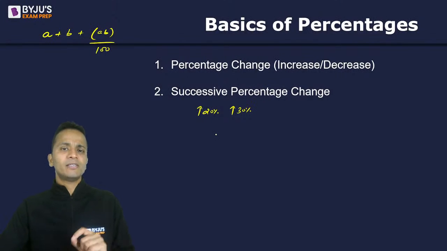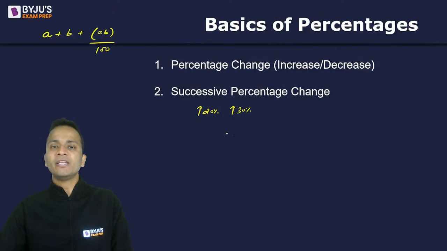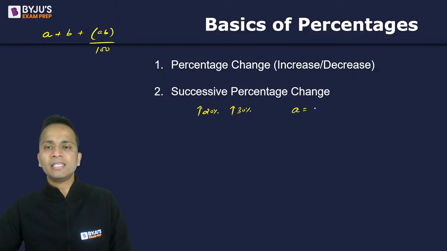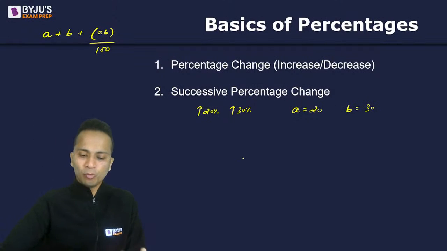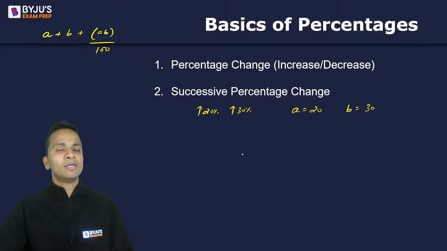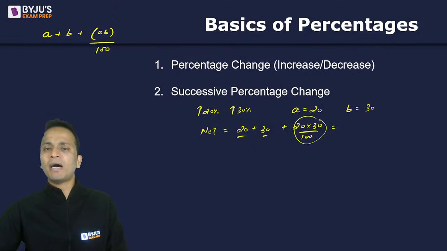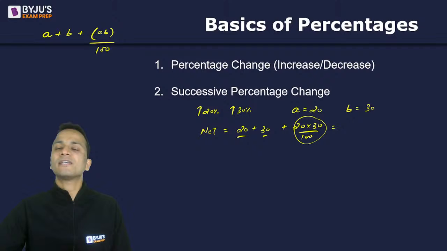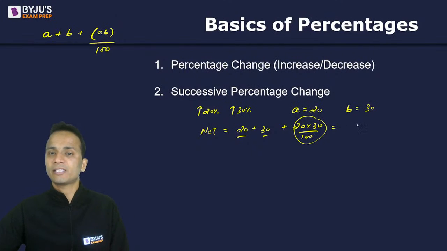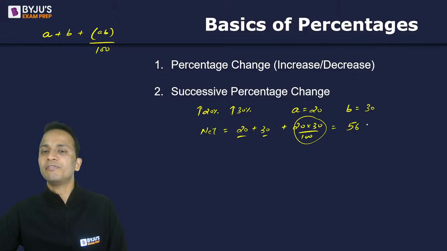Now, in this case, there is an increase of 20% followed by an increase of 30%. So in the above formula, I'll substitute A as plus 20 and B as plus 30. So A और B को plus 20 and plus 30 substitute कर देंगे. Substituting in the formula, we'll get the net percentage change as 20 plus 30 plus 20 multiplied by 30 divided by 100. Upon solving, 20 plus 30 is 50, and then this part, 20 multiplied by 30 is 600, 600 upon 100 is 6. So 20 plus 30 plus 6 will be 56 percentage.